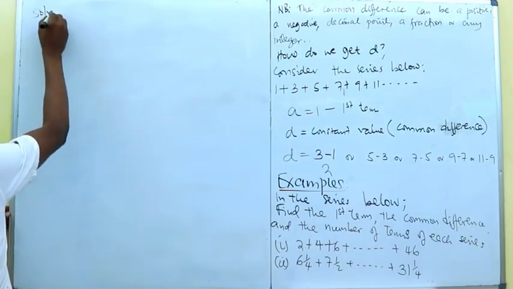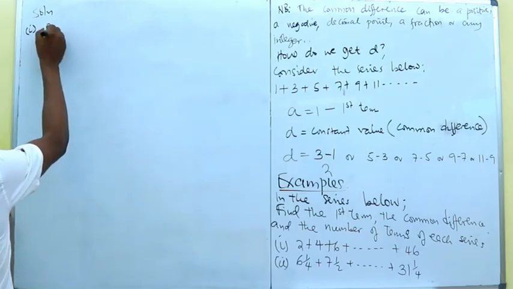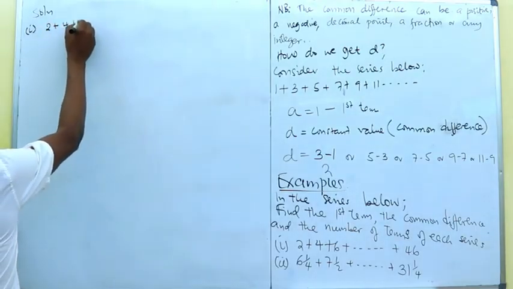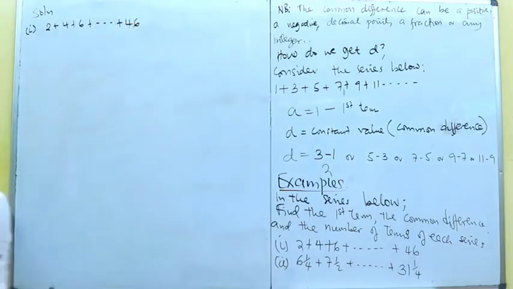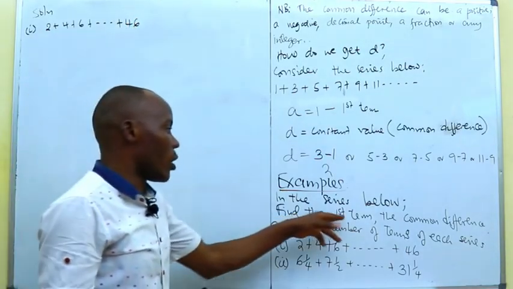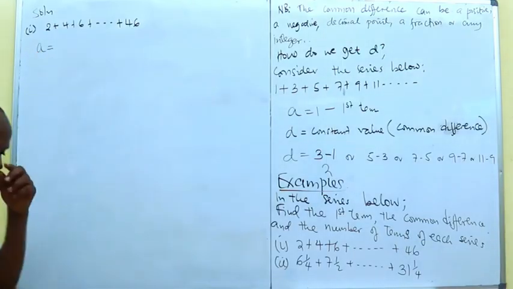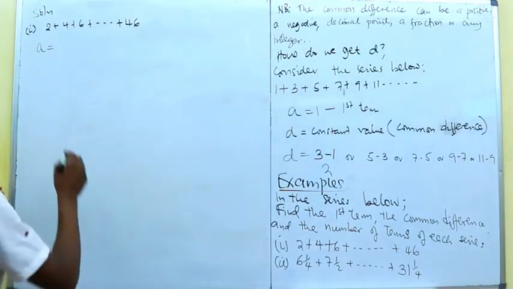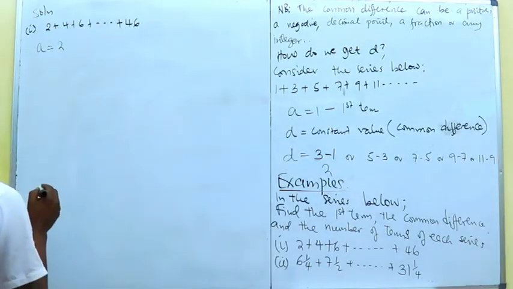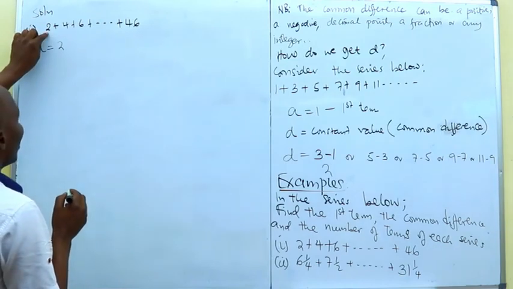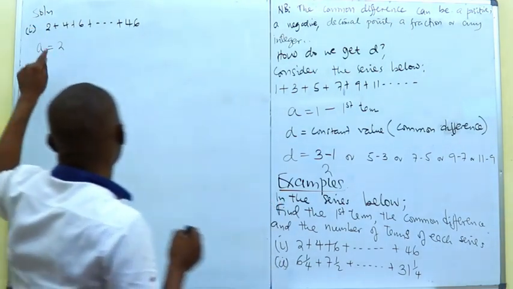Solution. Roman 1, we have 2 plus 4 plus 6 plus up to plus 46. The question wants you to get the first term. The first term, I've called it A, and the first term is 2. That is the first number that appears in the series, and it is a 2.